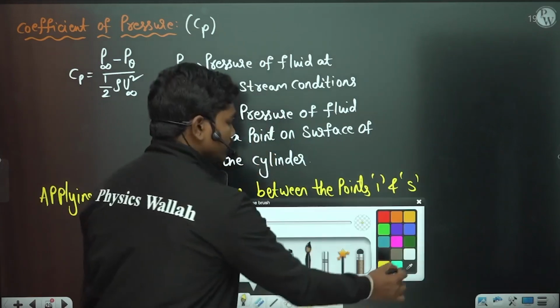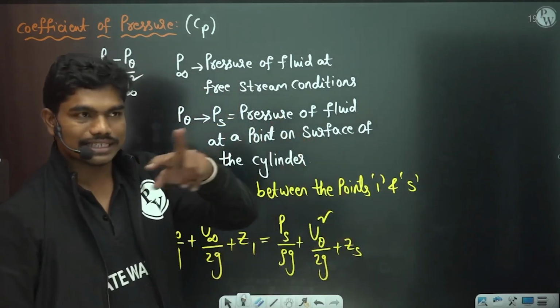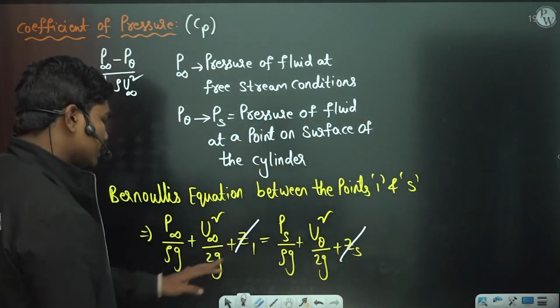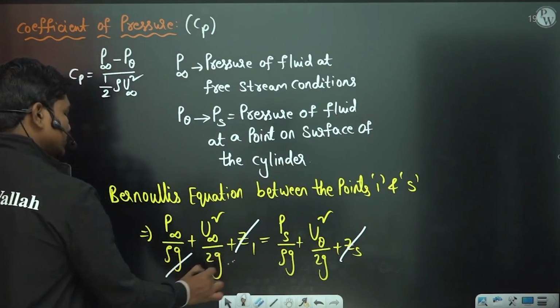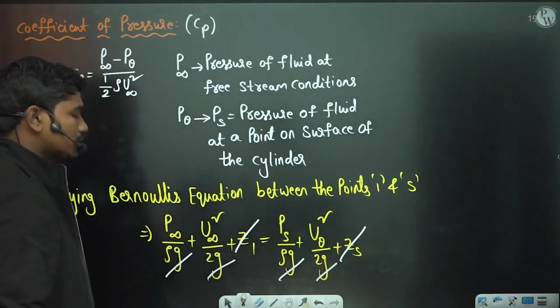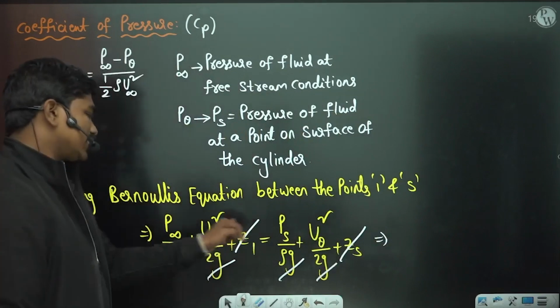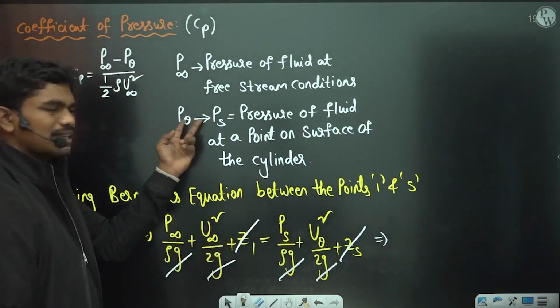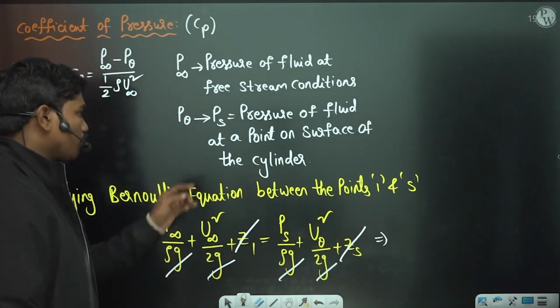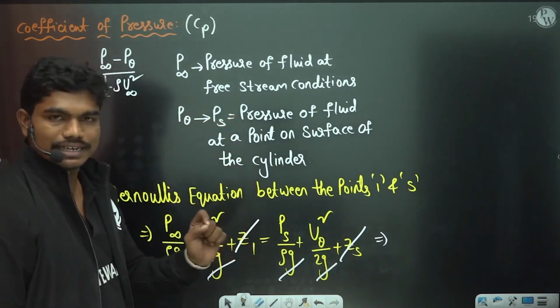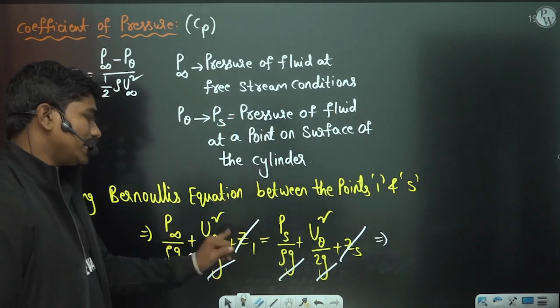Now if you see, these 2 points have intentionally been taken on the same horizontal reference, so this z gets cancelled. Now from this equation, if you cancel g from the remaining terms, you understand that P infinity minus PS or P theta, P theta is the same as PS, that's what I mean. P theta is the pressure at any angle theta, or generally on the surface of the cylinder at any point. So P infinity minus PS by rho.